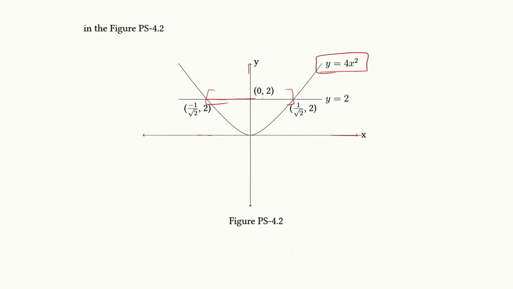In order to find that, it is enough to find the intersection points and calculate the distance between those 2 points. So in order to find the intersection points, let's substitute y equals 2 in this equation. We get 2 equals 4x square, and x square will be equal to 1 by 2, and x will be equal to plus or minus 1 by root 2.